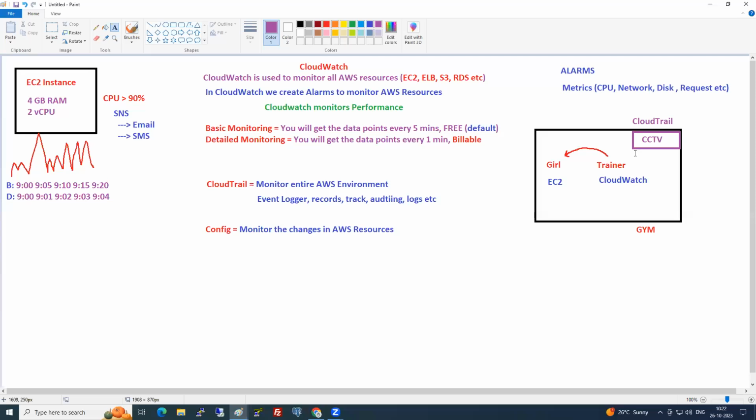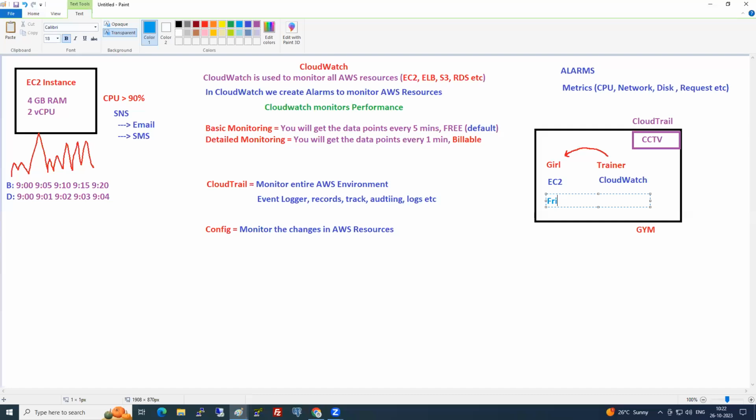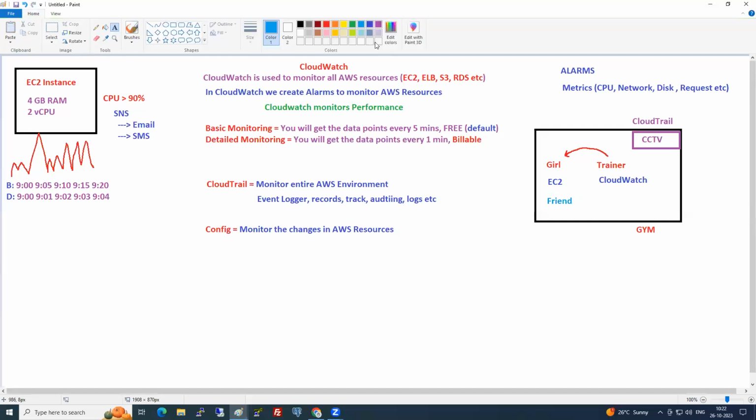So when I was shifting from 5 directly to 15, there will be one nasty friend next to us. He's monitoring the changes, what is happening. Yes or no? And when the trainer comes and says, hey, have you done everything? I will say, yes, sir. But our nasty friend will say, no, sir, he skipped the 10 kg dumbbell. So who is our friend here? He is monitoring the changes that were happening. And who is our friend here? Which service? Config.